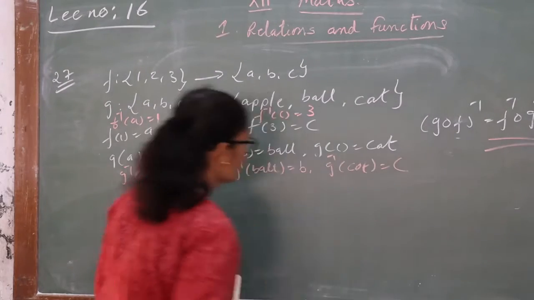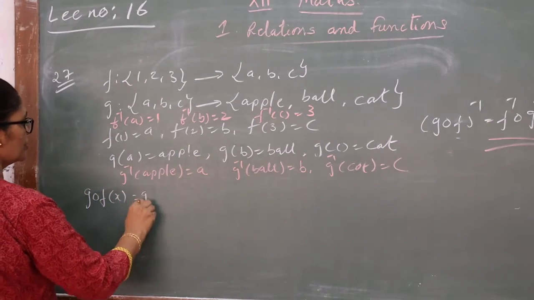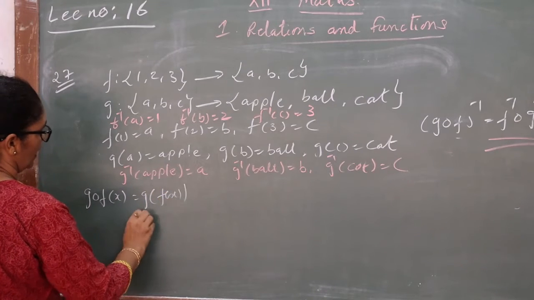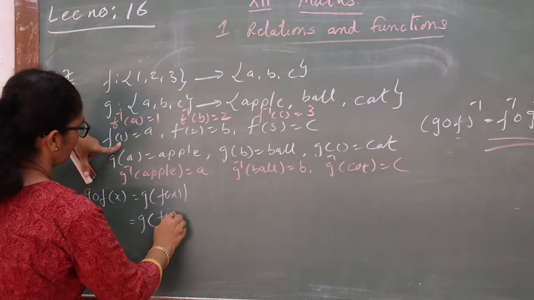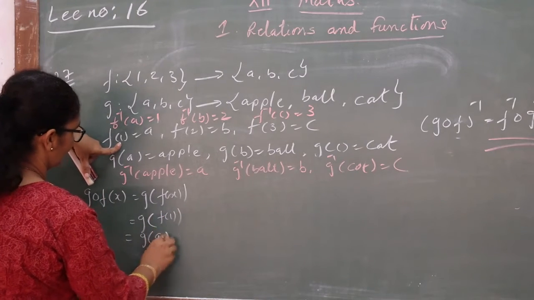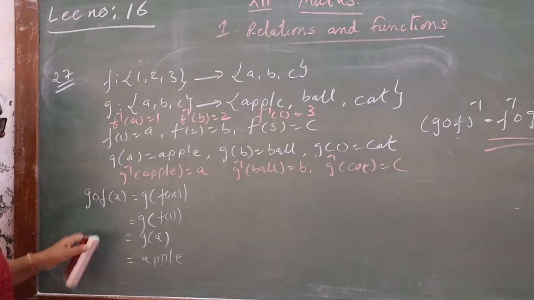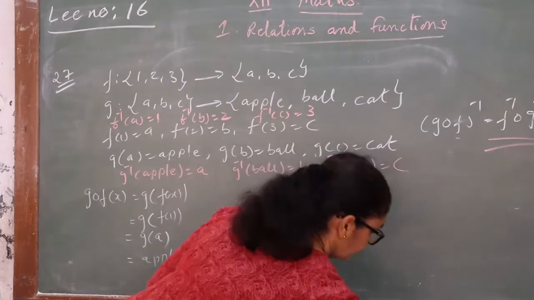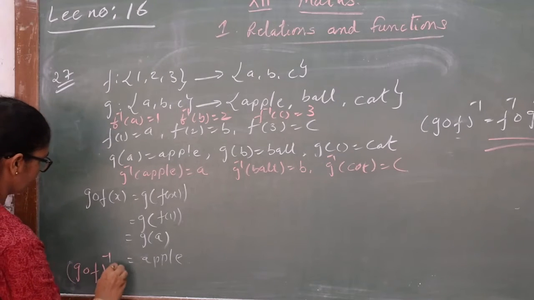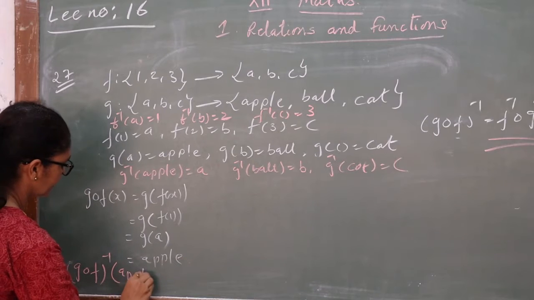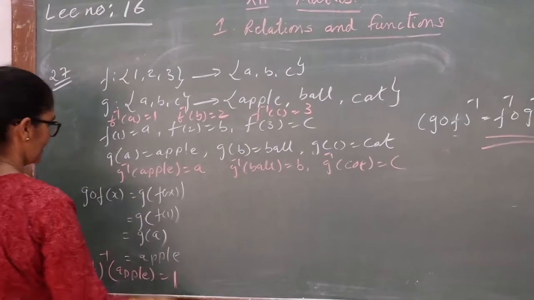Now what do we have to do? We have to find G over F of X. So G of Fx, and what is your Fx here? For F of 1 it is A, and for G of A it is apple. So what I have written is for G over F. So when I write G over F inverse for apple, what do I have to write? Apple equal to 1.